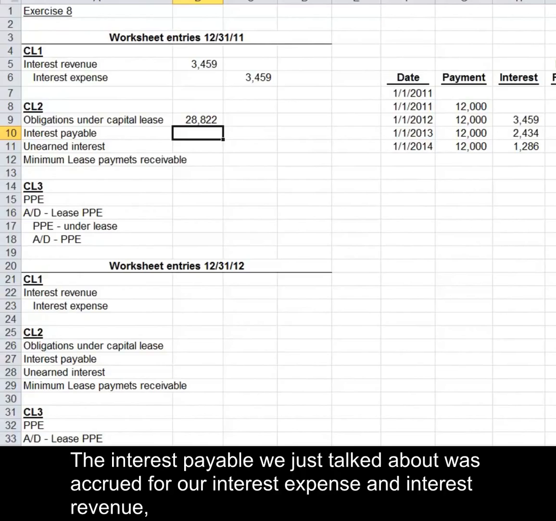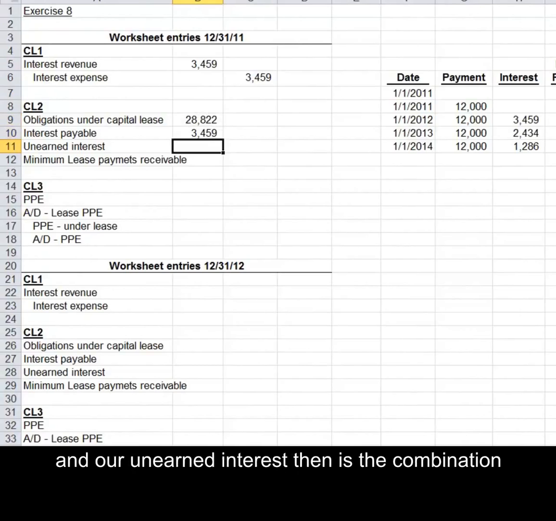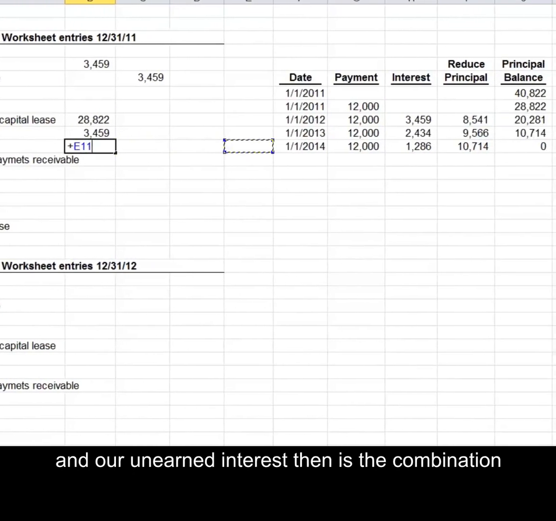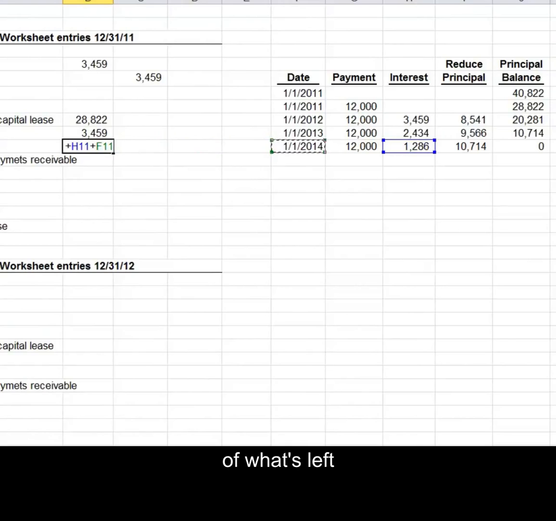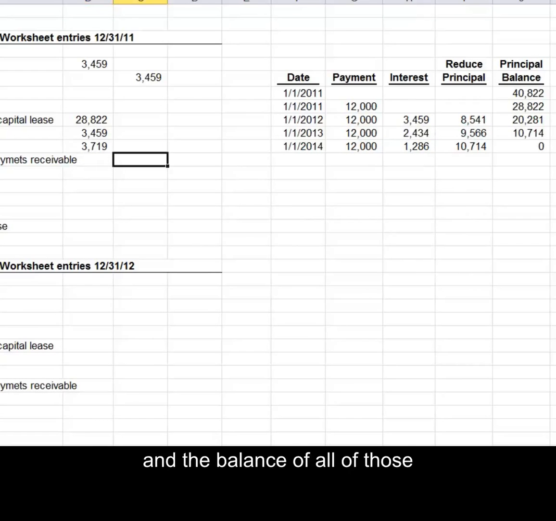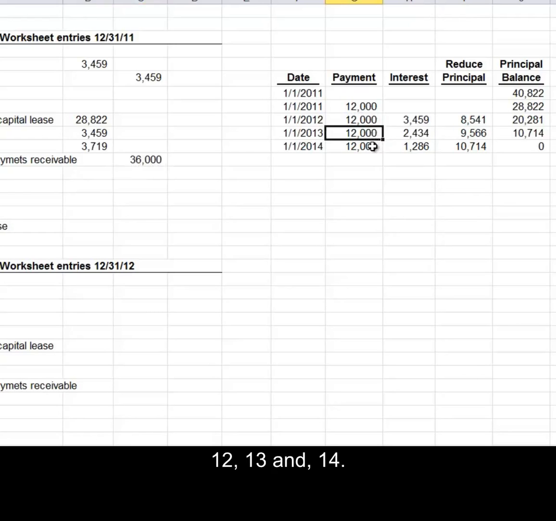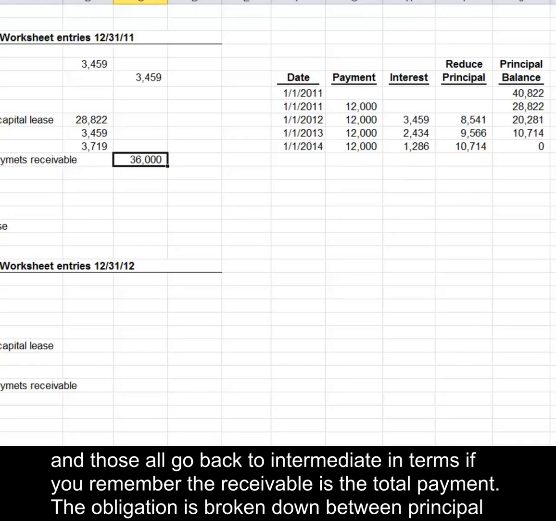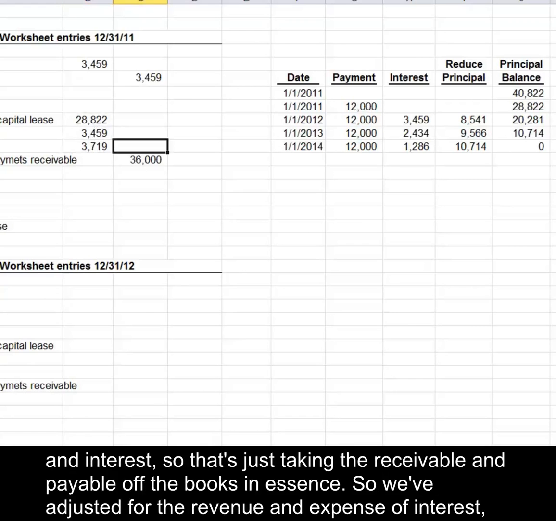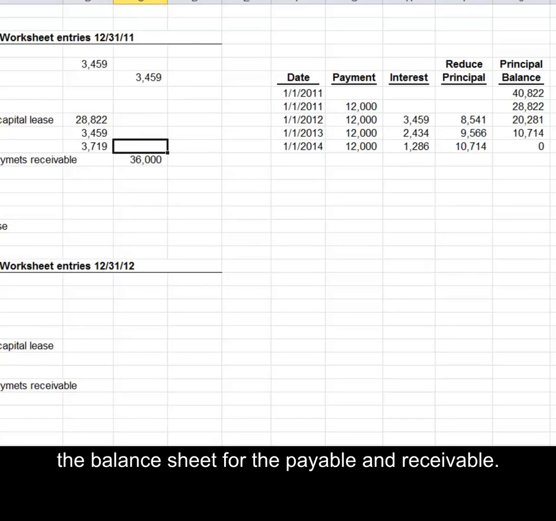The interest payable we just talked about was accrued for our interest expense and interest revenue, and our unearned interest is the combination of what's left for the remaining payments, and the balance of all of those is the remaining 3 payments, 12, 13, and 14. That's the receivable, and those all go back to intermediate. If you remember, the receivable is the total payment, and the obligation is broken down between principal and interest. So that's just taking the receivable and payable off the books in essence. So we have adjusted for the revenue and expense of interest, and the balance sheet for the payable and the receivable.